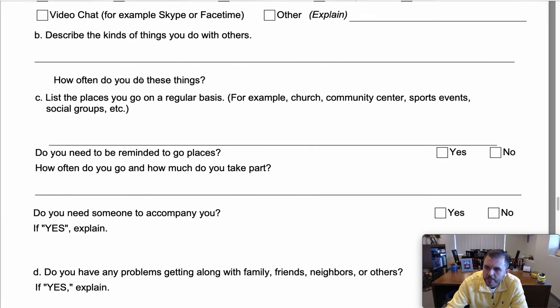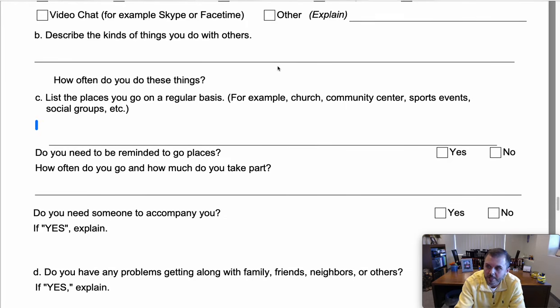How often do you do these things? List the places you go on a regular basis. And again, this plays into a lot of the depression, anxiety, the mental health impairments that a lot of my clients struggle with that keeps them from these groups. If you still go to church on a regular basis, be prepared to explain that you have a very small church and maybe you don't interact with the people. And maybe, in fact, you have to leave early sometimes.